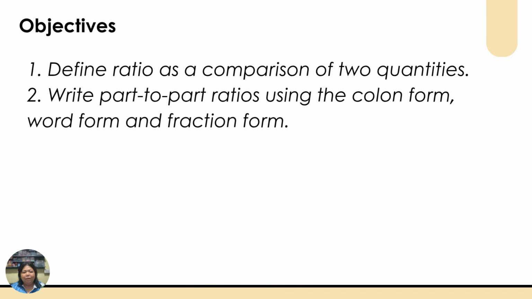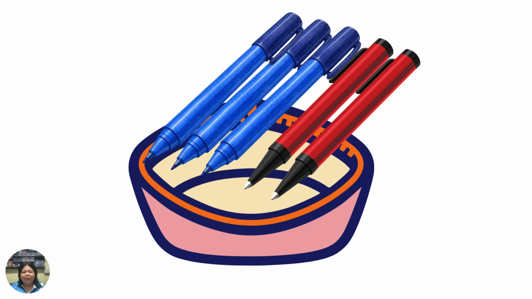So at the end of our lesson, you should be able to define ratio as a comparison of two quantities and write part-to-part ratios using the colon form, the word form, and the fraction form. Are you ready? So let's get started. So look at this pouch of pens. Here we have three blue pens and two red pens.